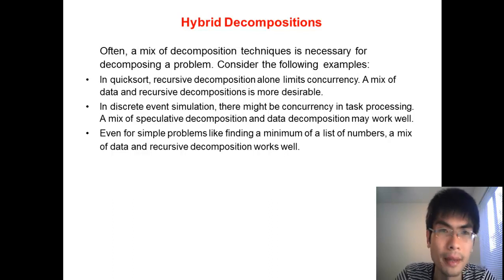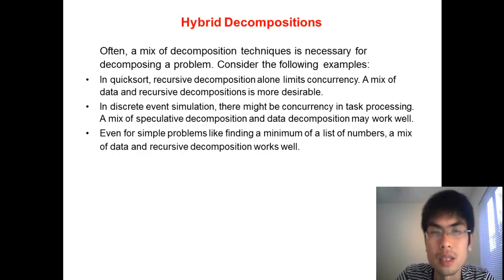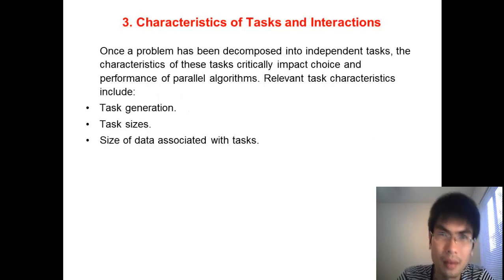And then our second example is discrete event simulation. There might be concurrency in task processing. A mix of speculative decomposition and data decomposition may work well. Even for some simple problems like finding the minimum of a list of numbers, a mix of data and recursive decomposition, this kind of hybrid decomposition, can work well.